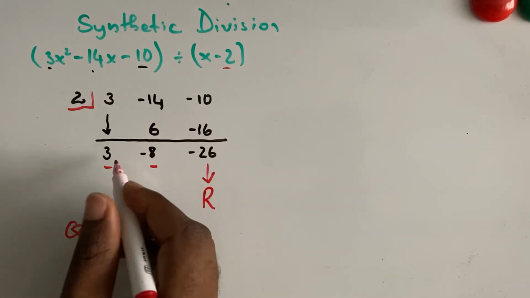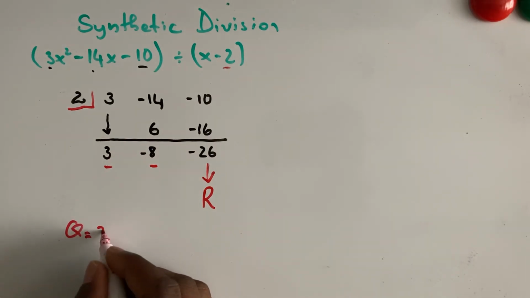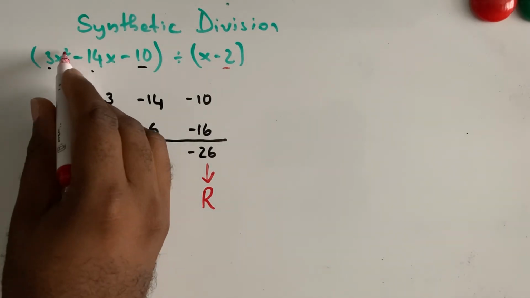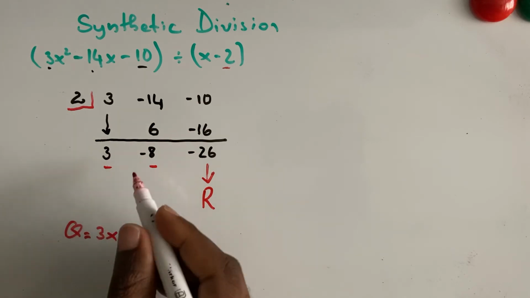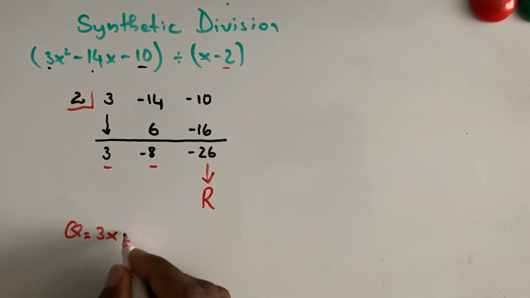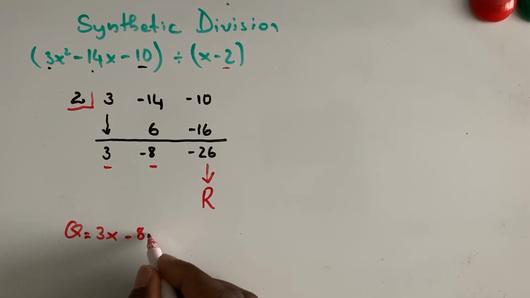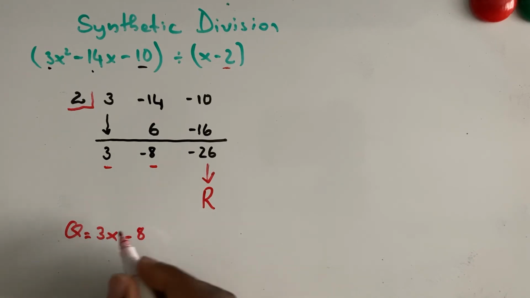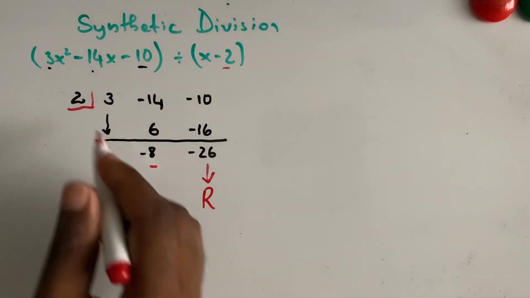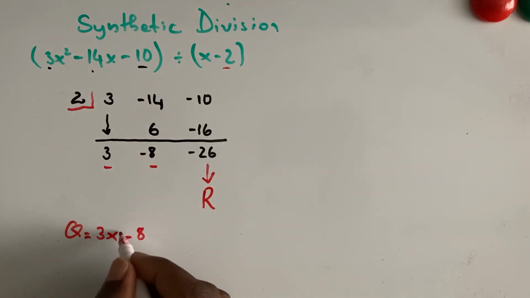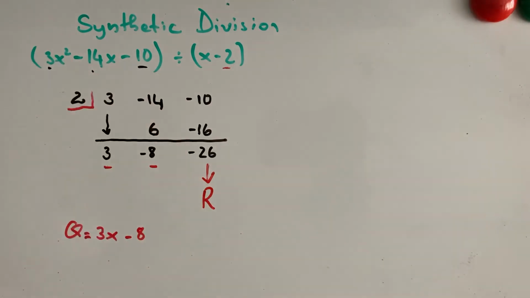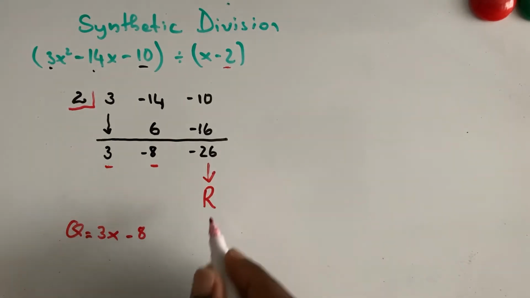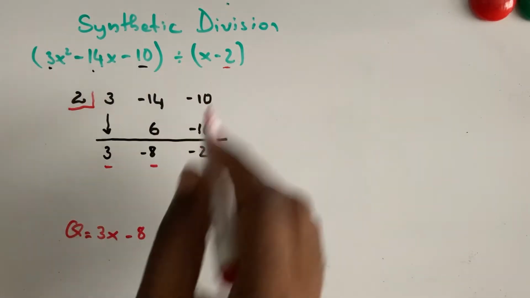So that means it's as if you have 3x instead of 3x squared. Remember, it's one less, so 3x. And the 8 right here is like 3x to the first minus 8x to the 0. You don't have to put x to the 0 because that's 1. So 3x minus 8. As you can see, this is one degree less than what you had at the beginning, always. So this is the quotient, this is the remainder, 26, and this is the divisor, x minus 2.